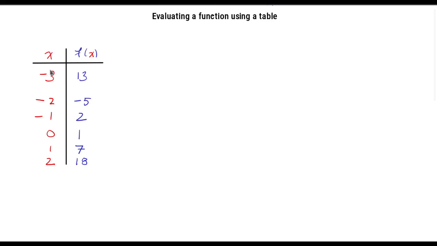All right, so in the left-hand column, we see this x here. x is our input variable. And the values in this column are all the input values. Okay, so the name of the input variable is x. All right, and then in the right-hand column here, we got this f of x.